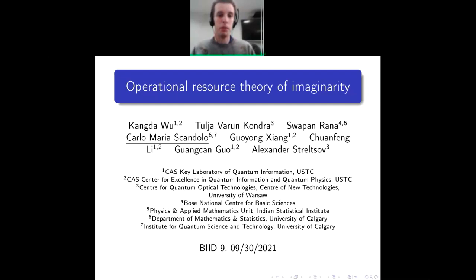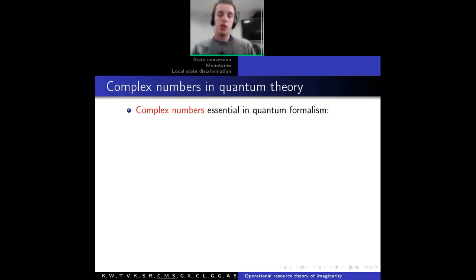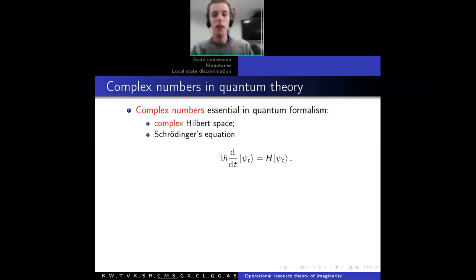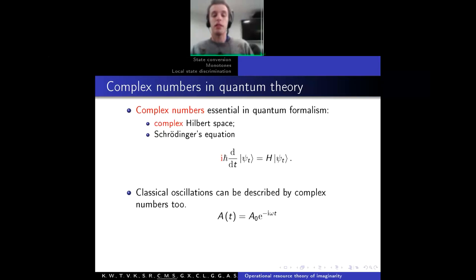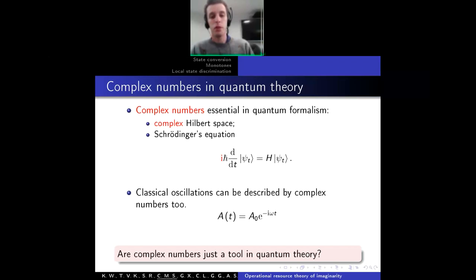Essentially, we can trace the motivation for this study back to a deep question of quantum theory, the fact that we have complex numbers that are part and parcel of the formalism for describing quantum systems, because we have complex Hilbert spaces. We also see the presence of the imaginary unit in the famous Schrödinger's equation. However, we also know that even classical systems, for example, classical waves or oscillations in general, can be described using complex numbers. So now the question is, are complex numbers just a mathematical artifact of the formalism we use to describe quantum theory, or is there anything more to them? So just a tool, or is there a deep meaning?